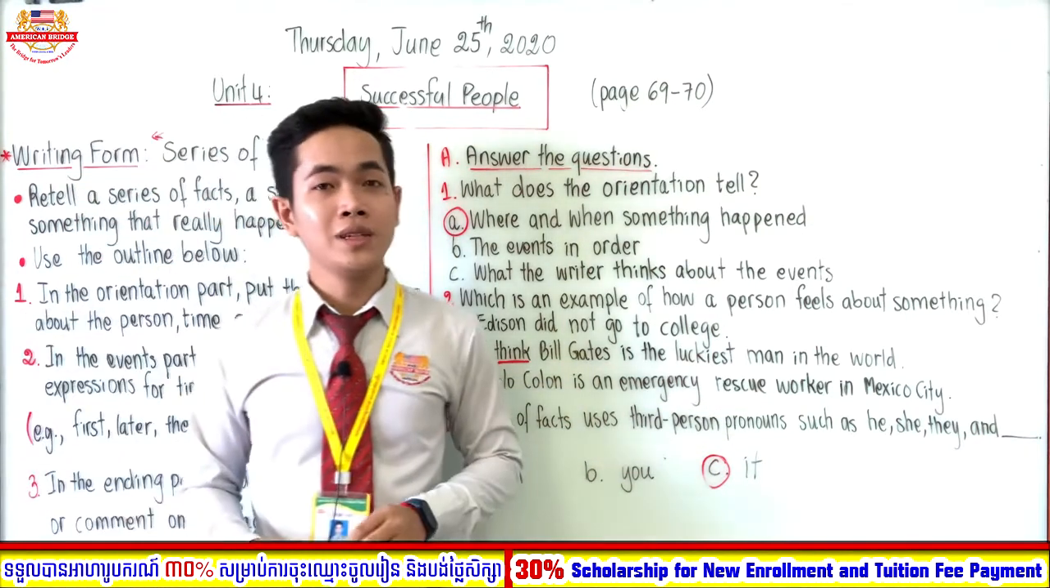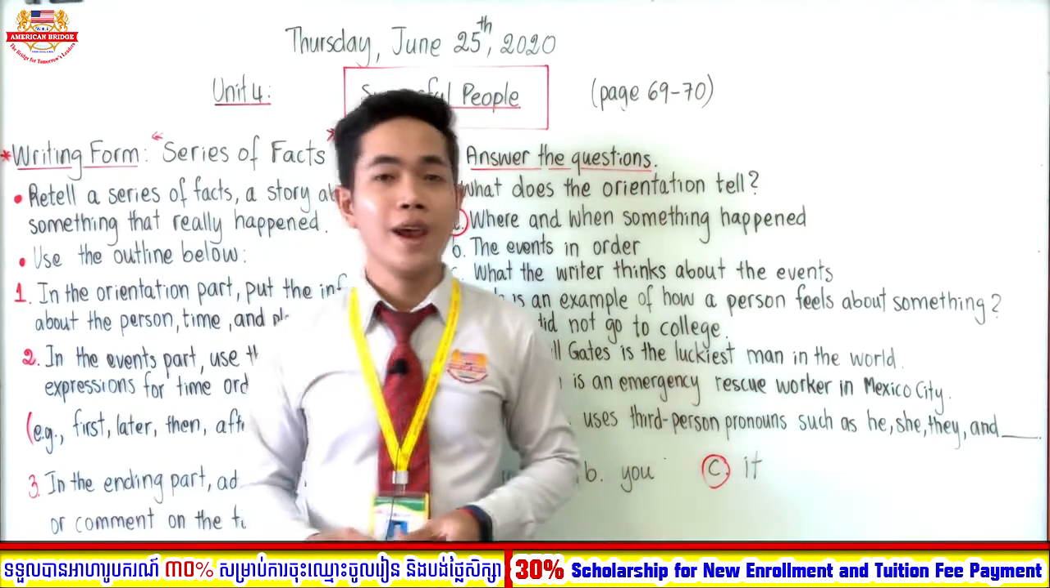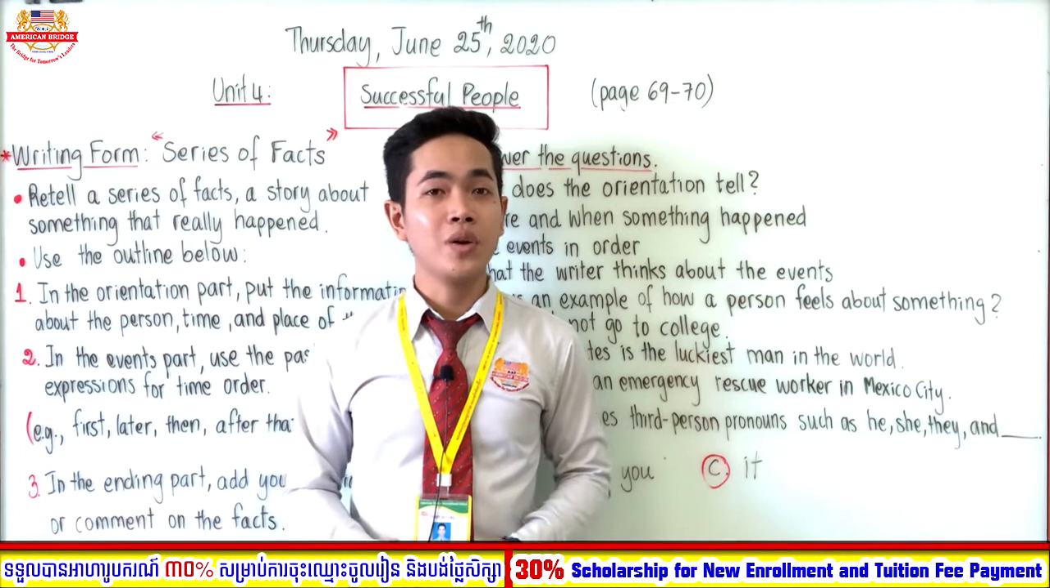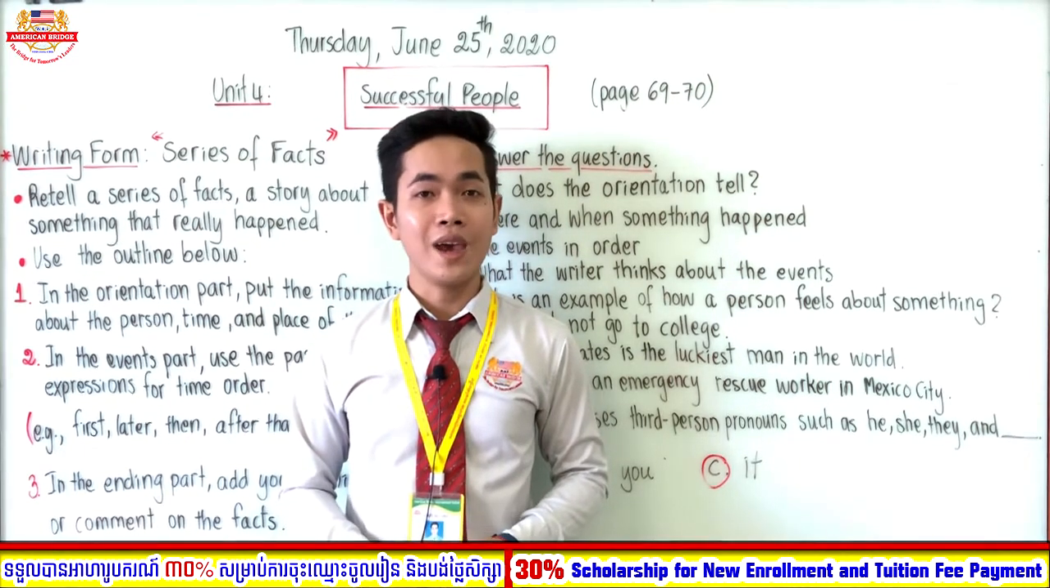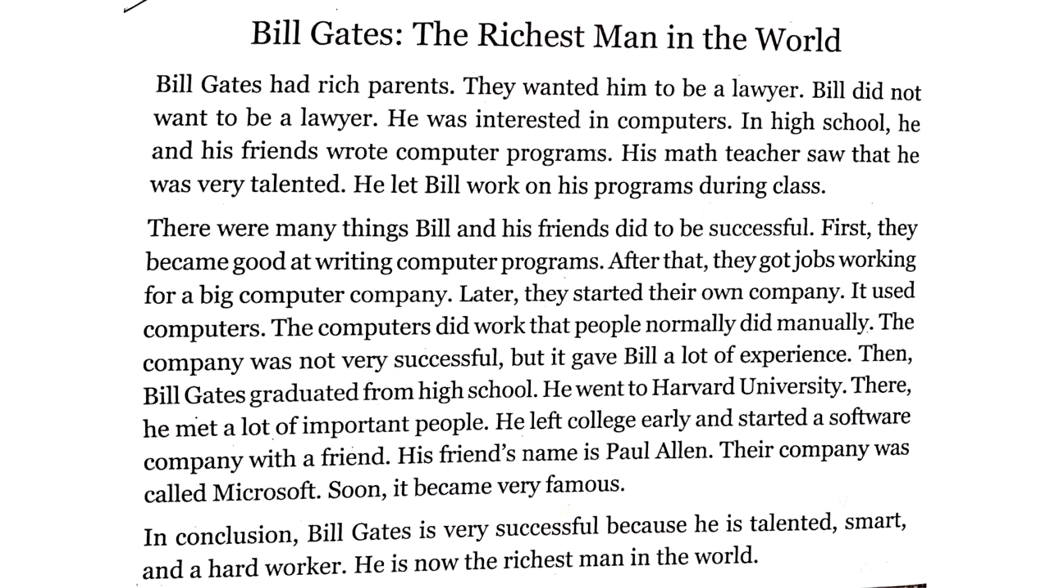Now let's turn to page 70 all together, everyone. Are you there? Okay, so on page 70 we are going to read about the story of Bill Gates. Now let's start. B. Read the story and complete the chart. Bill Gates, the richest man in the world. Bill Gates had rich parents. They wanted him to be a lawyer. Bill did not want to be a lawyer. He was interested in computers. In high school, he and his friends wrote computer programs. His smart teacher saw that he was very talented. He let Bill work on his programs during class.